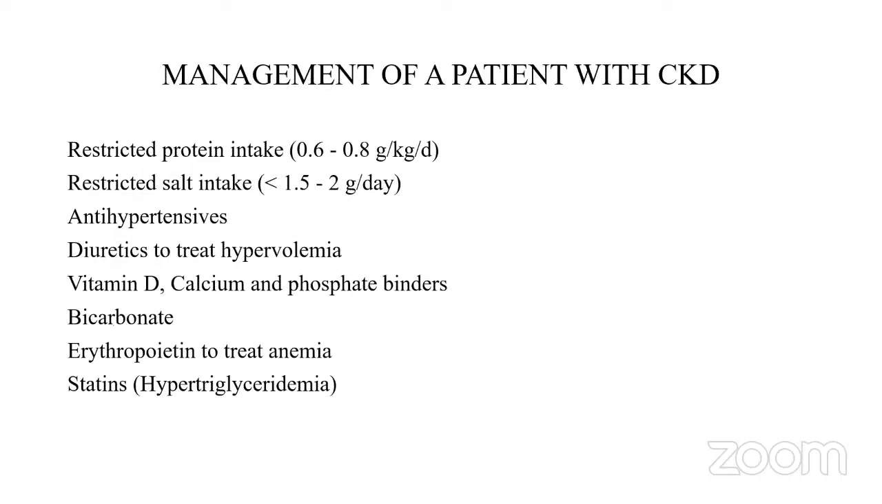Management of patients with CKD. These patients are usually on a restricted protein diet, and restricted salt intake should be less than 1.5 to 2 gram per day. These patients are usually on antihypertensives, and on a diuretic to treat hypervolemia. These patients are advised vitamin D and calcium phosphate binders. These patients usually have metabolic acidosis. To overcome this, they are advised bicarbonate, erythropoietin to treat anemia, and statins to treat hypertriglyceridemia.